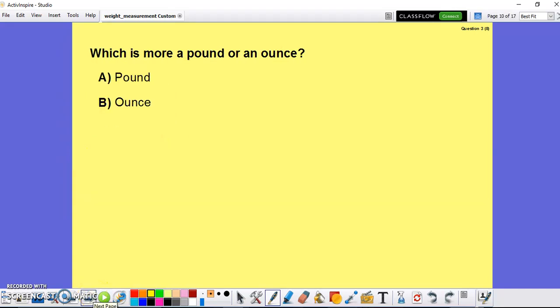Which is more, a pound or an ounce? If you can think back to the pictures, you should know this one. An ounce is the smallest one. That is like a slice of bread. And a pound is 16 ounces, which is like 16 slices of bread. So, the heavier of these two would be the pound.